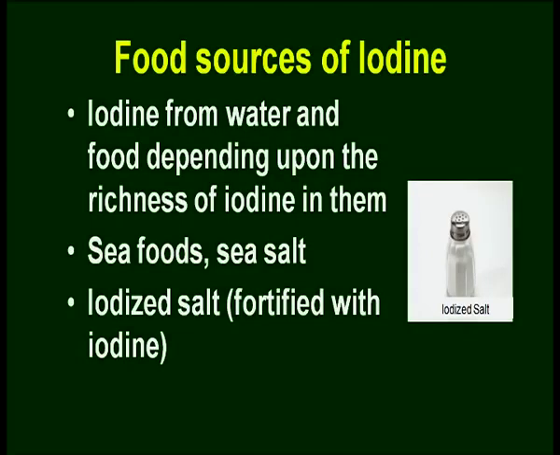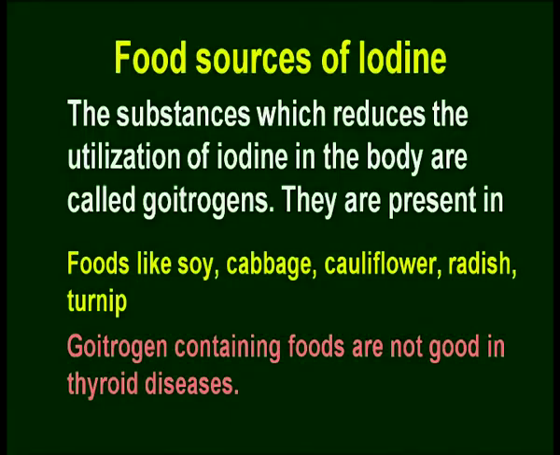From where will we get it? Iodine is also available in natural water and natural soil. Seafoods and sea salts are a very great source of iodine, and nowadays iodized salt, which is fortified with iodine, is available for consumption of iodine. The substances which reduce the utilization of iodine in the body are called goitrogens, and they are present in some vegetables: soya bean, cabbage, cauliflower, radish, turnip, etc. If they are consumed in large quantity, then there may not be availability of iodine in the body. It is not good for people who have thyroid diseases.